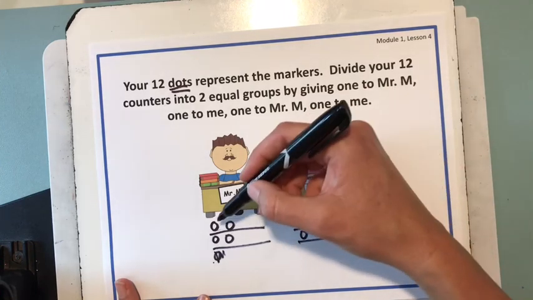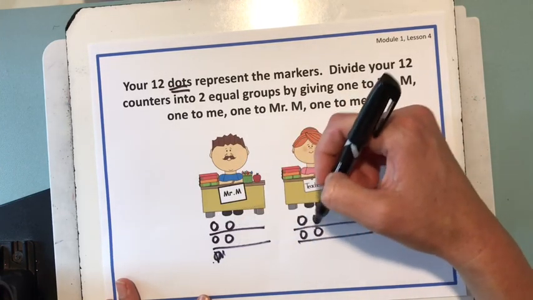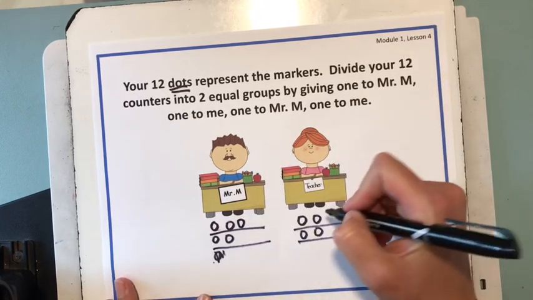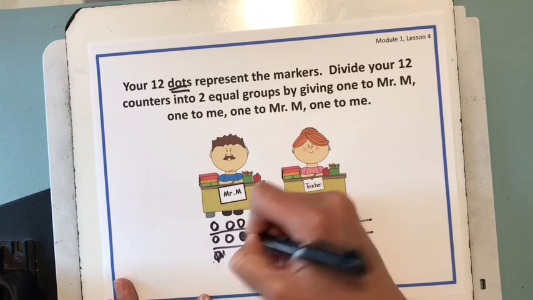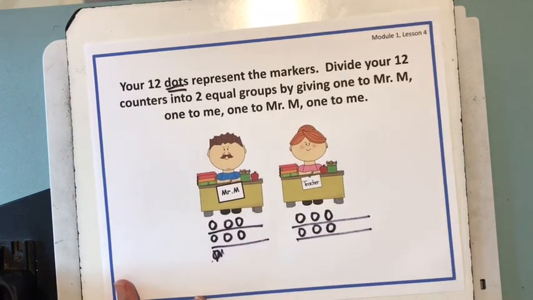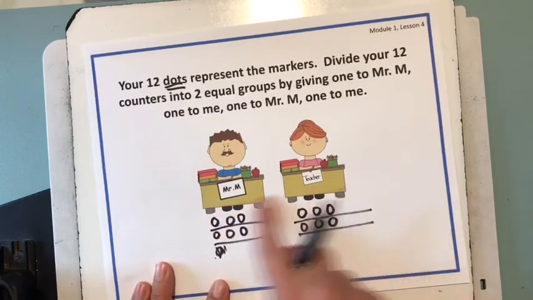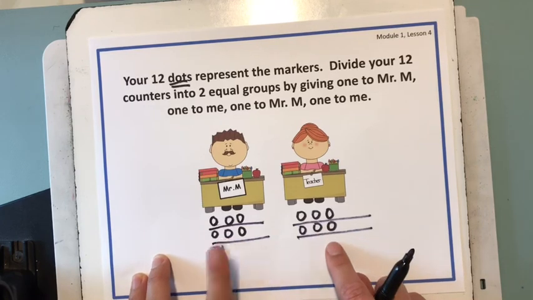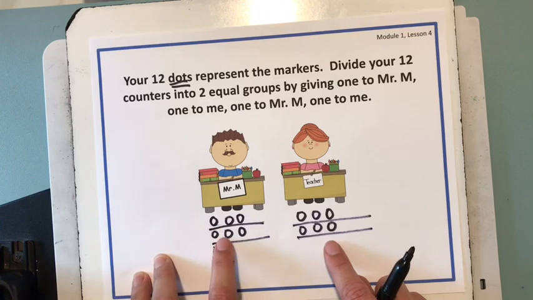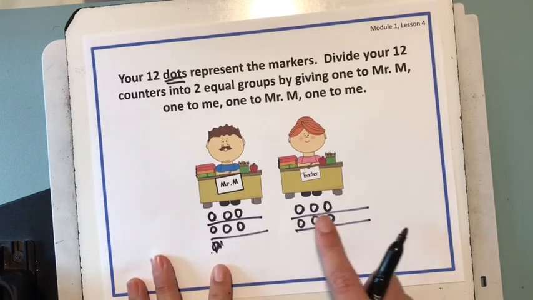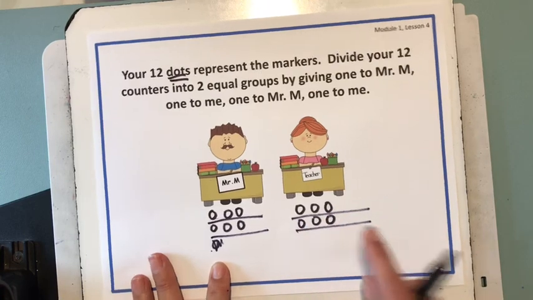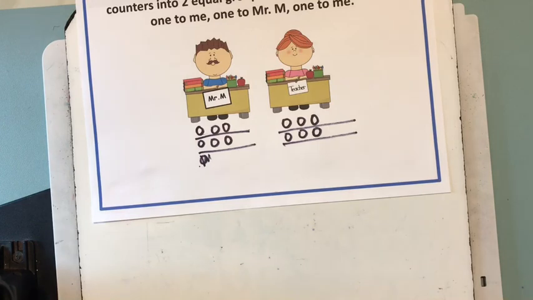Okay, so now we're at 1, 2, 3, 4, then 5, 6, 7, 8, 9, 10, 11, 12. Now we split these markers into 2 equal groups, right? How many did he get? He got 1, 2, 3, 4, 5, 6. How many did I get? 1, 2, 3, 4, 5, 6. So we each got 6, right?